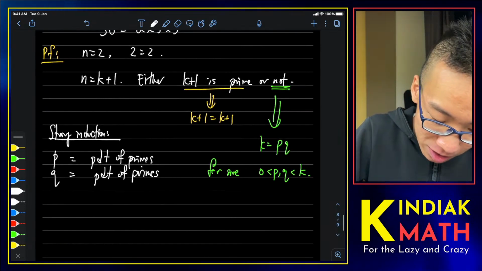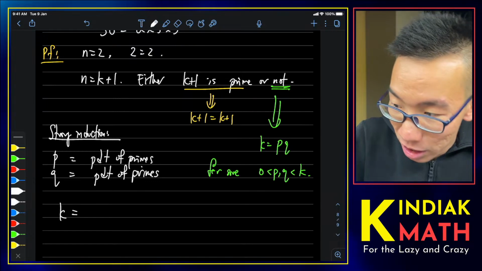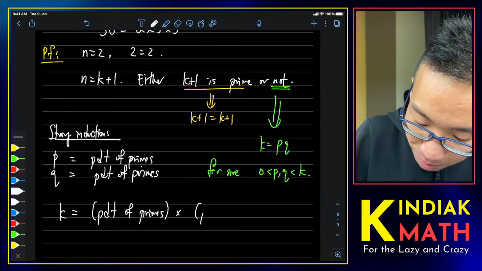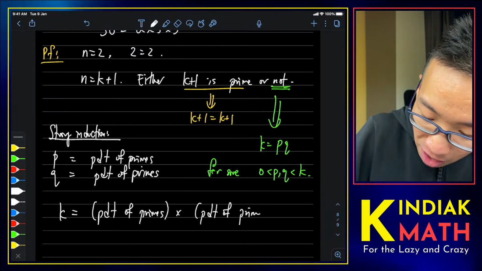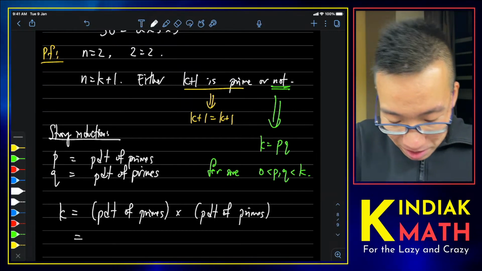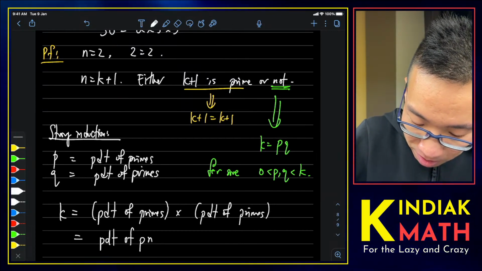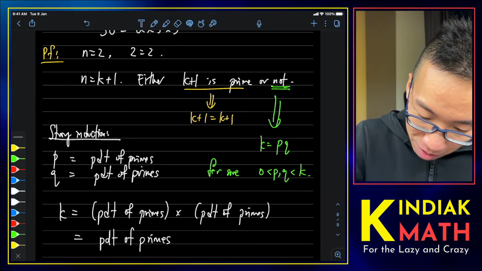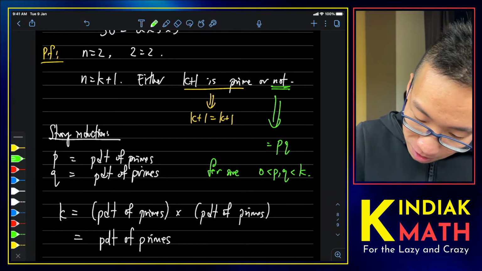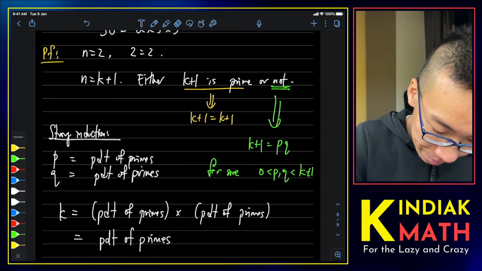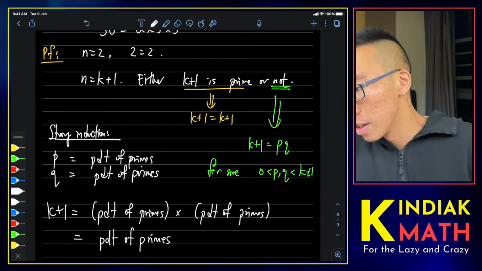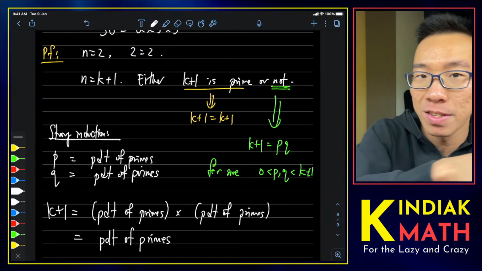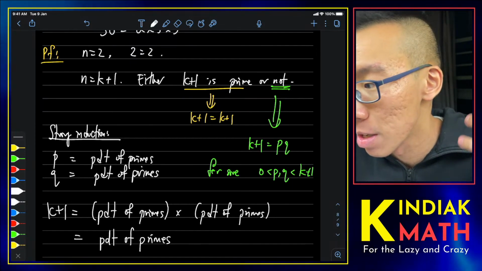Now, why is this useful? That's because if you have k plus 1 being equal to p times q, you're getting a product of primes times another product of primes. What does this give us in total? This gives us yet another product of primes. So, k plus 1, I should write this as k plus 1, not k. Apologies. Therefore, using induction, because everything prior to that leads up to the k plus 1 case, you have proven that every single number can be written as a product of primes.